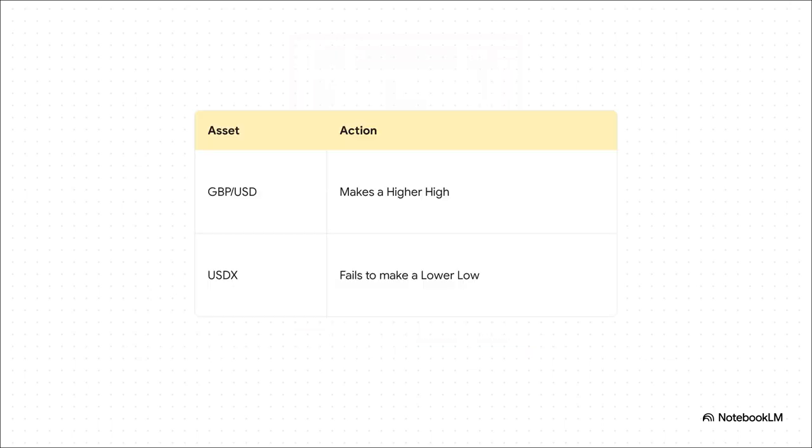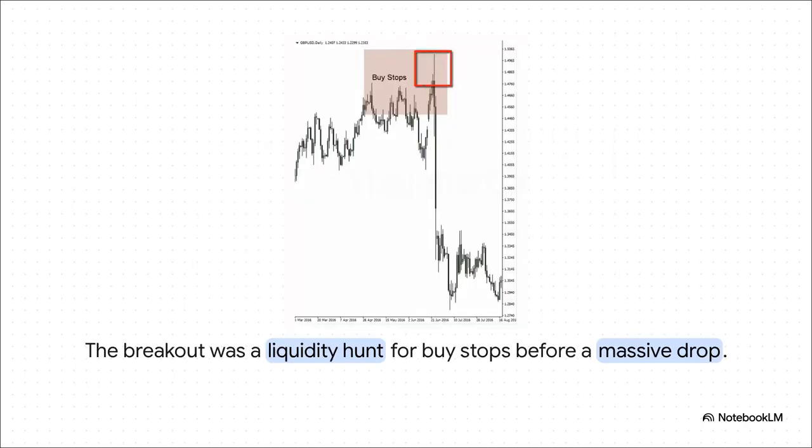Let's just lay this out side by side so it's crystal clear. The British pound makes a higher high. The US dollar index fails to make a lower low. The conclusion? This is a textbook example of what ICT calls SMT bullish divergence on the dollar. It was a dead giveaway that smart money was accumulating dollars and that the breakout on the pound was a total trap. And look at what happened next.